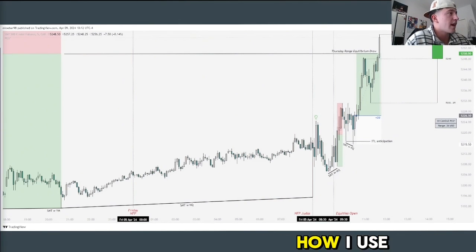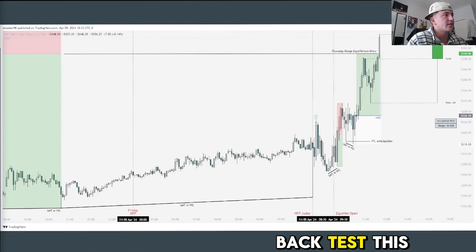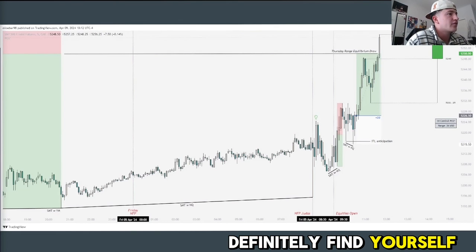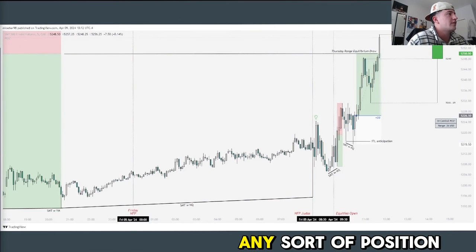This is exactly how I use SMT Divergence in all of my trades, and when that is not present, I do not take the trade because I have no identification of what asset is strong for a long or weak for a short. I promise you, if you back test this, forward test this, you will most definitely find yourself on the proper side of the market whenever you are looking to execute any sort of position.